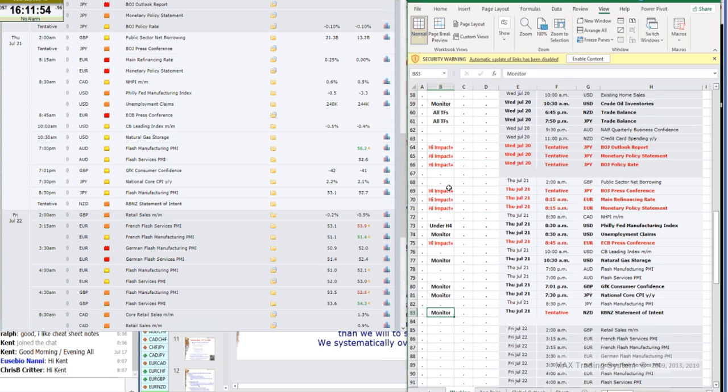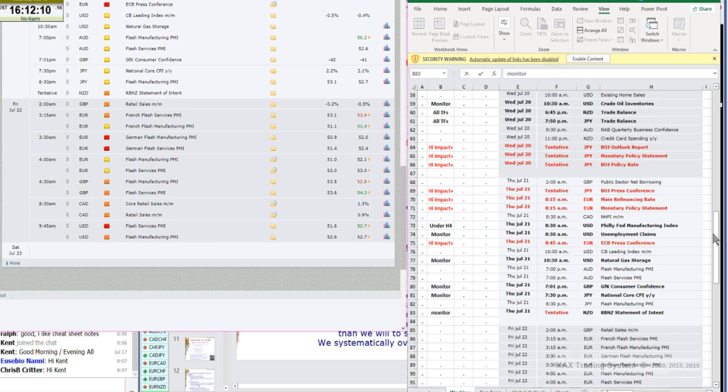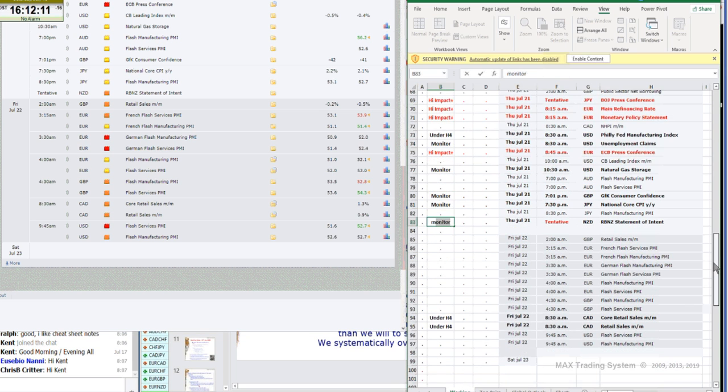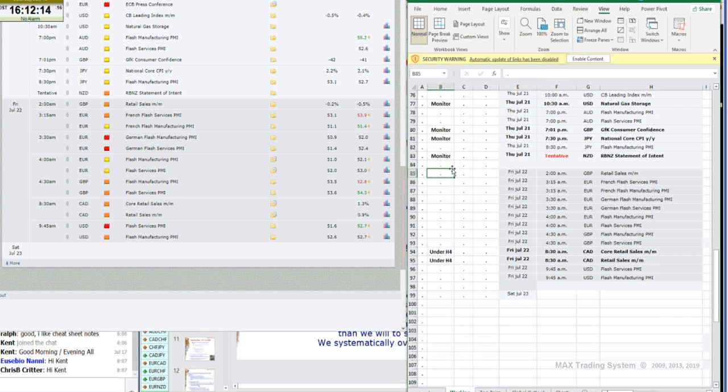You're not going to worry about the Kiwi? The Kiwi RBNZ statement of intent, yeah, this is something we can also monitor. Then on Friday, not a lot of news. We have the CAD core retail sales and retail sales month over month under H4. And that's it.